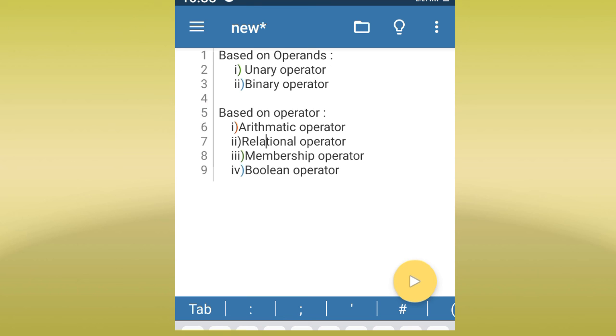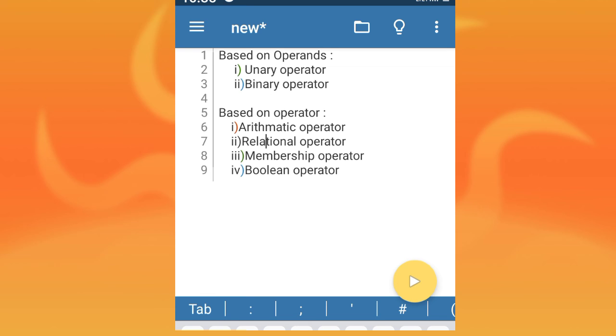operators. This is also called a boolean expression. These arithmetic operators, relational operators, membership operators and boolean operators are also called boolean expressions because the result of this operation will be true or false. So this is called a boolean expression. We will discuss all those topics in the next class. This was a small introduction to the operators in the Python programming language.